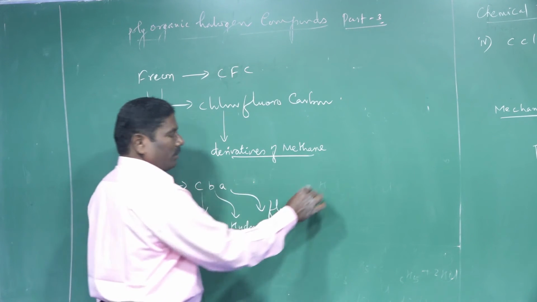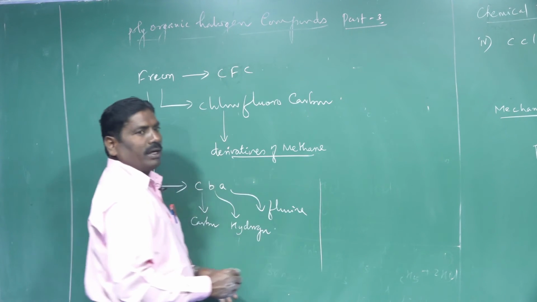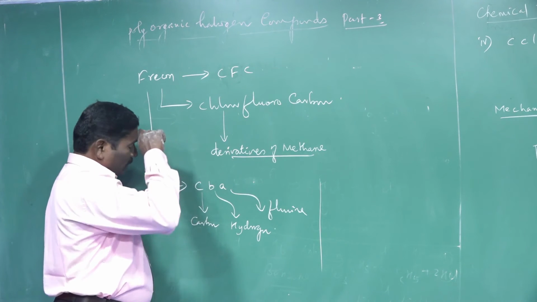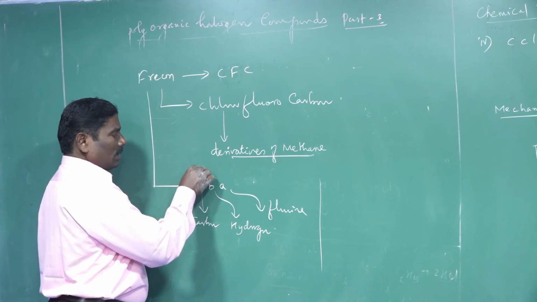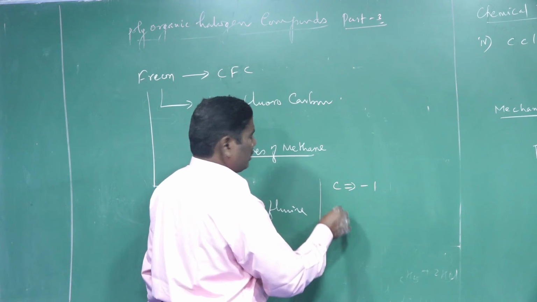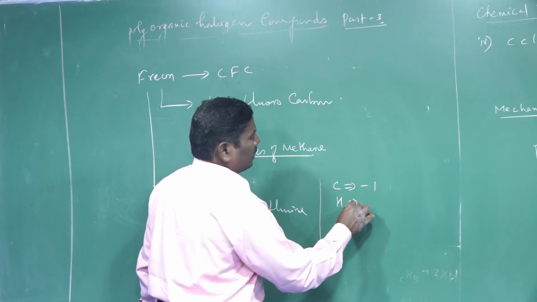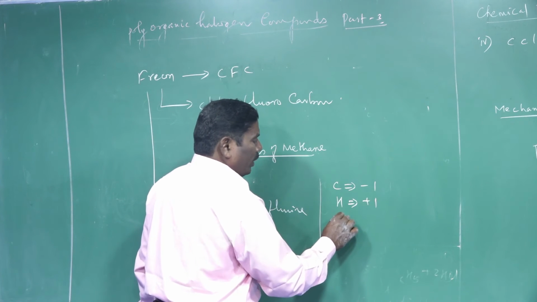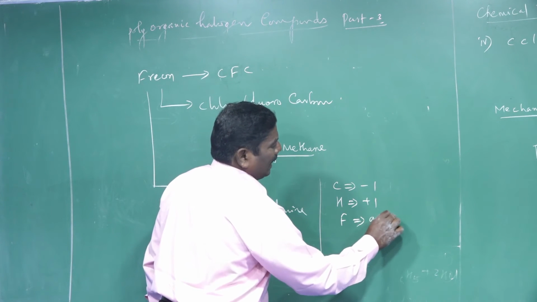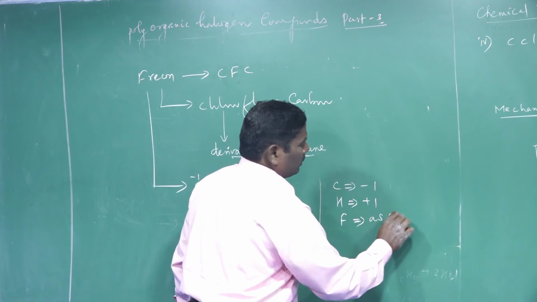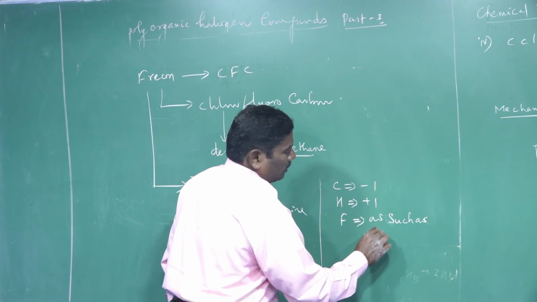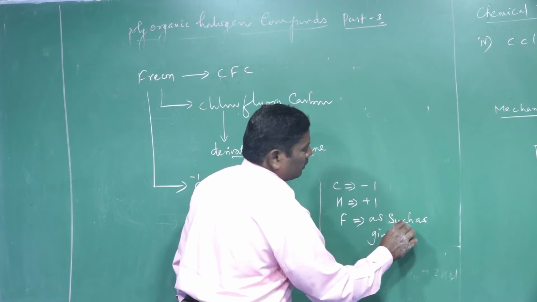Now for all these, we give values to identify which kind of Freon. We have to give a value for this compound: carbon we can represent by -1, hydrogen we can represent by +1, and fluorine we take as such, as given in the compound.